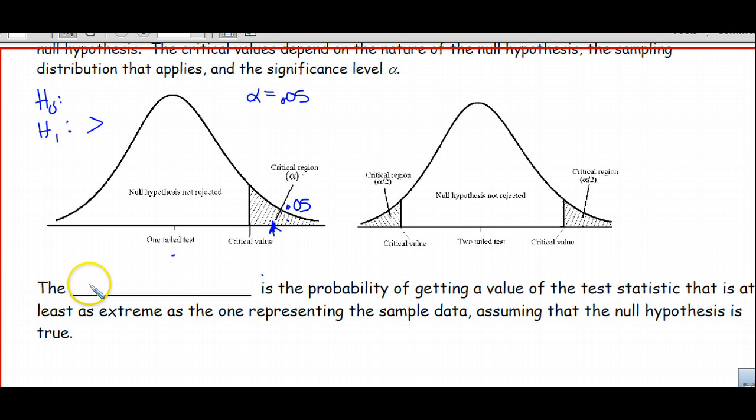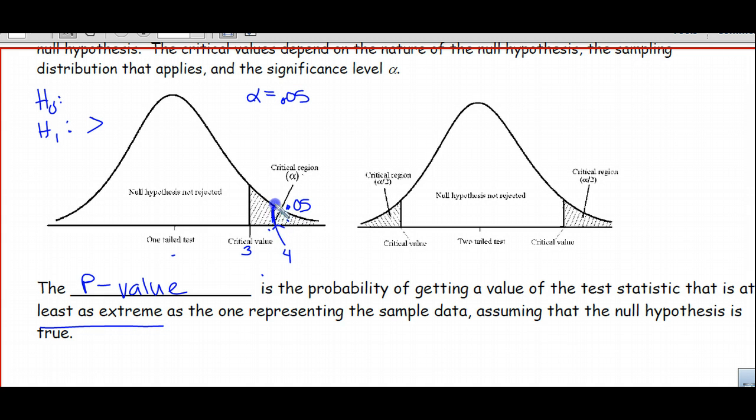This goes along with what's important for us too, which is the p-value. The p-value is the probability of getting a value of the test statistic that is at least as extreme as the one represented in the sample data, assuming that the null hypothesis is true. So let's go back to our thing here. If this critical value was 3 and I got a test statistic of 4, we said we were going to reject. Now this area here was 0.05, which means that there's a 5% chance that my test statistic is as extreme as 3 when assuming that the null hypothesis is true.